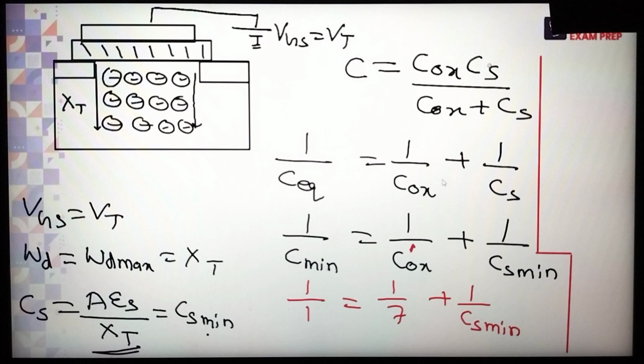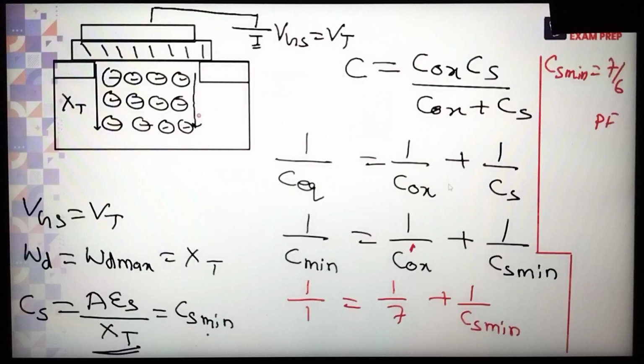So from this you can find the CS minimum is equal to 7 by 6 picofarad. Okay, now once you get the value, what is the CS minimum? A epsilon S upon HT, that is called maximum depletion rate, is equal to 7 by 6 picofarad minus 12.